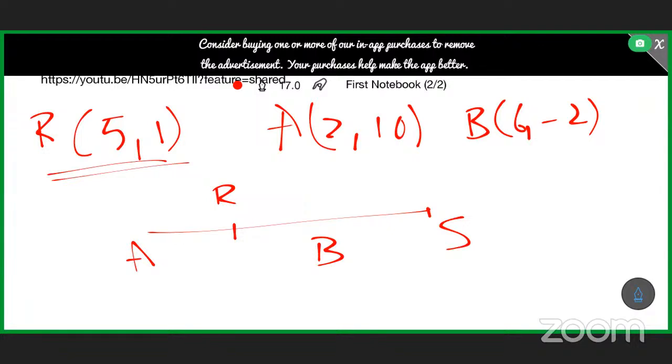So the line segment is A (2, 10) and B (6, -2). R is a point. We are considering R divides internally in the ratio 5 is to 1, (5, 1). So we have to find out what is the harmonic conjugate of (5, 1).